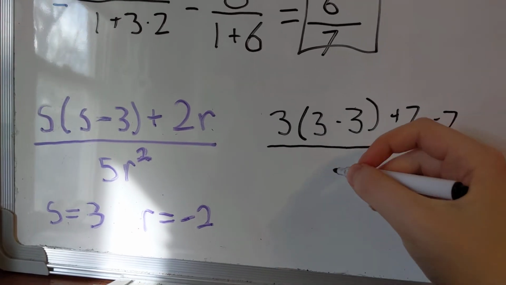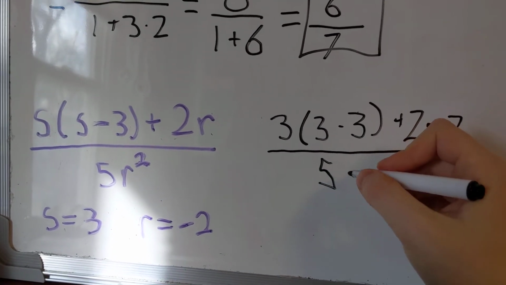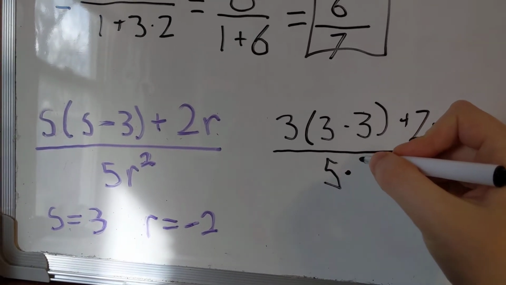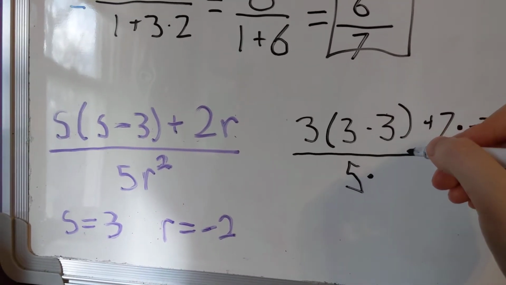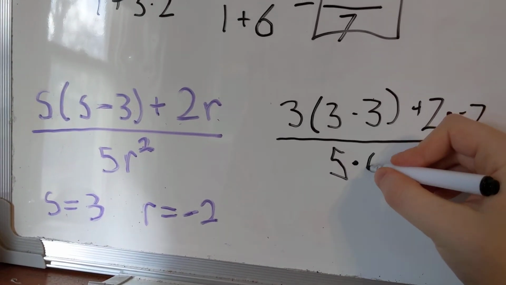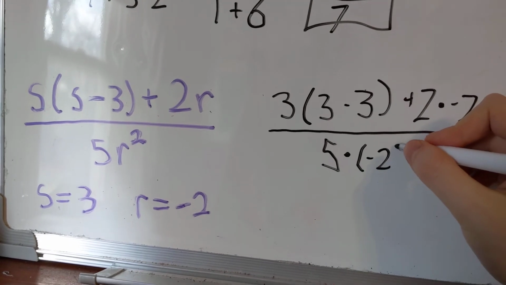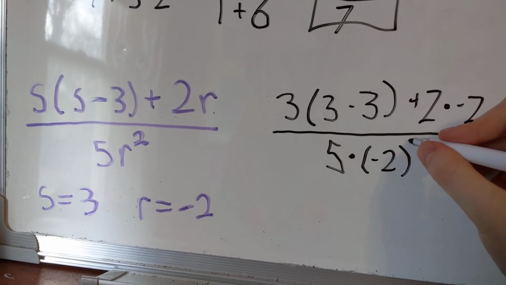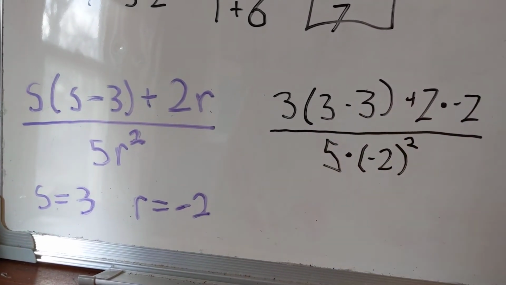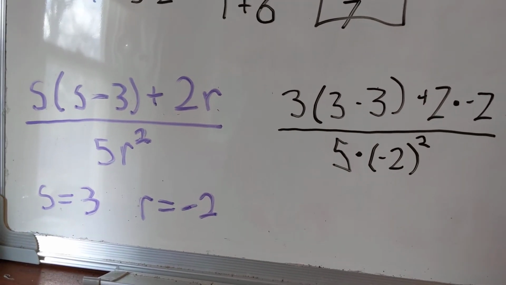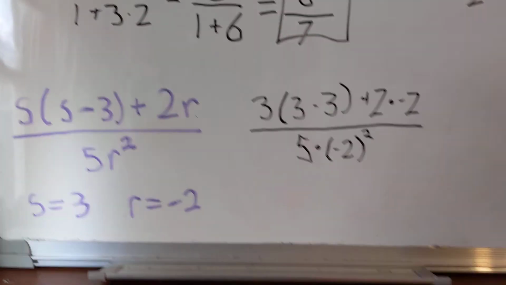Our denominator starts with a 5. Don't forget your times. And then r squared. Now the important thing when squaring a negative number is to keep that negative number in parentheses until you are done with the square. So that becomes -2 in parentheses to the second power.